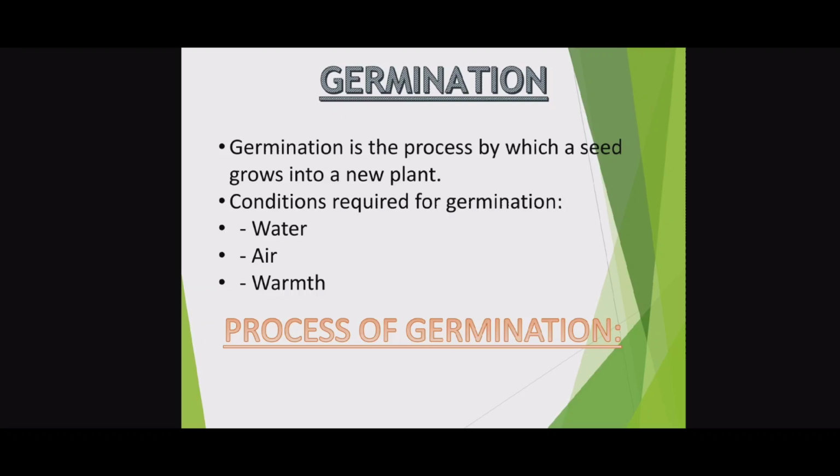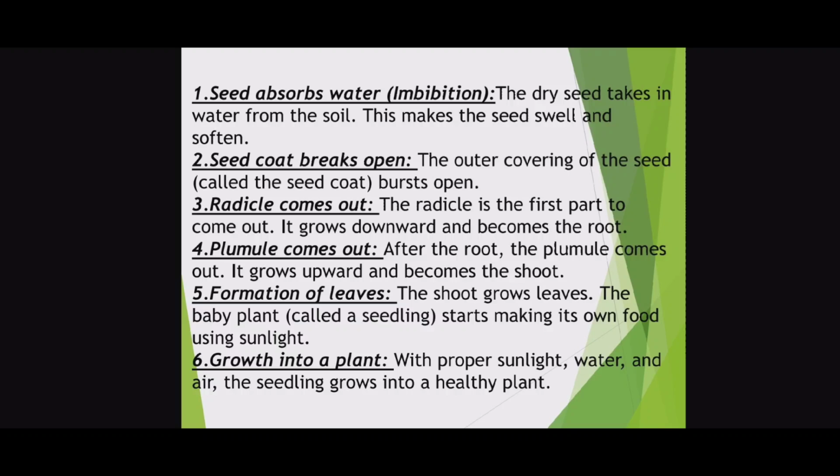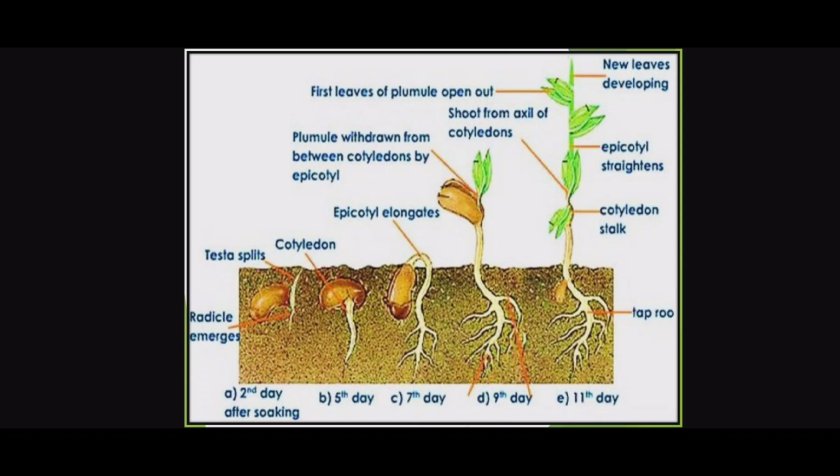Let's begin. First, the seed absorbs water and the seed coat breaks, and then the radicle is the first part to come out and it becomes the root. Then the plumule comes out, it becomes the shoot. After that, leaves form, and then it becomes a big plant with proper sunlight, water and air, and finally the seedling grows into a healthy plant. This image is showing the process of germination, how a seed grows into a healthy plant.